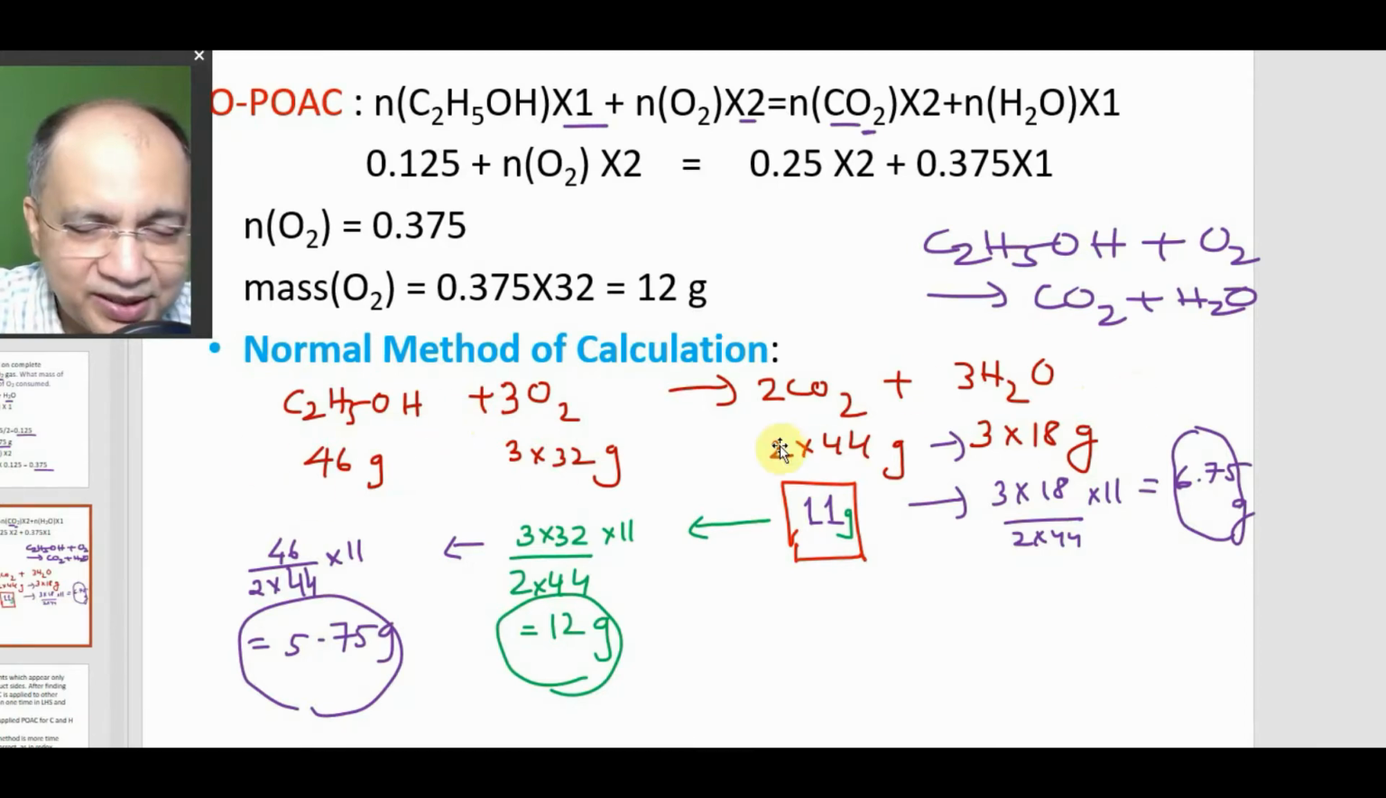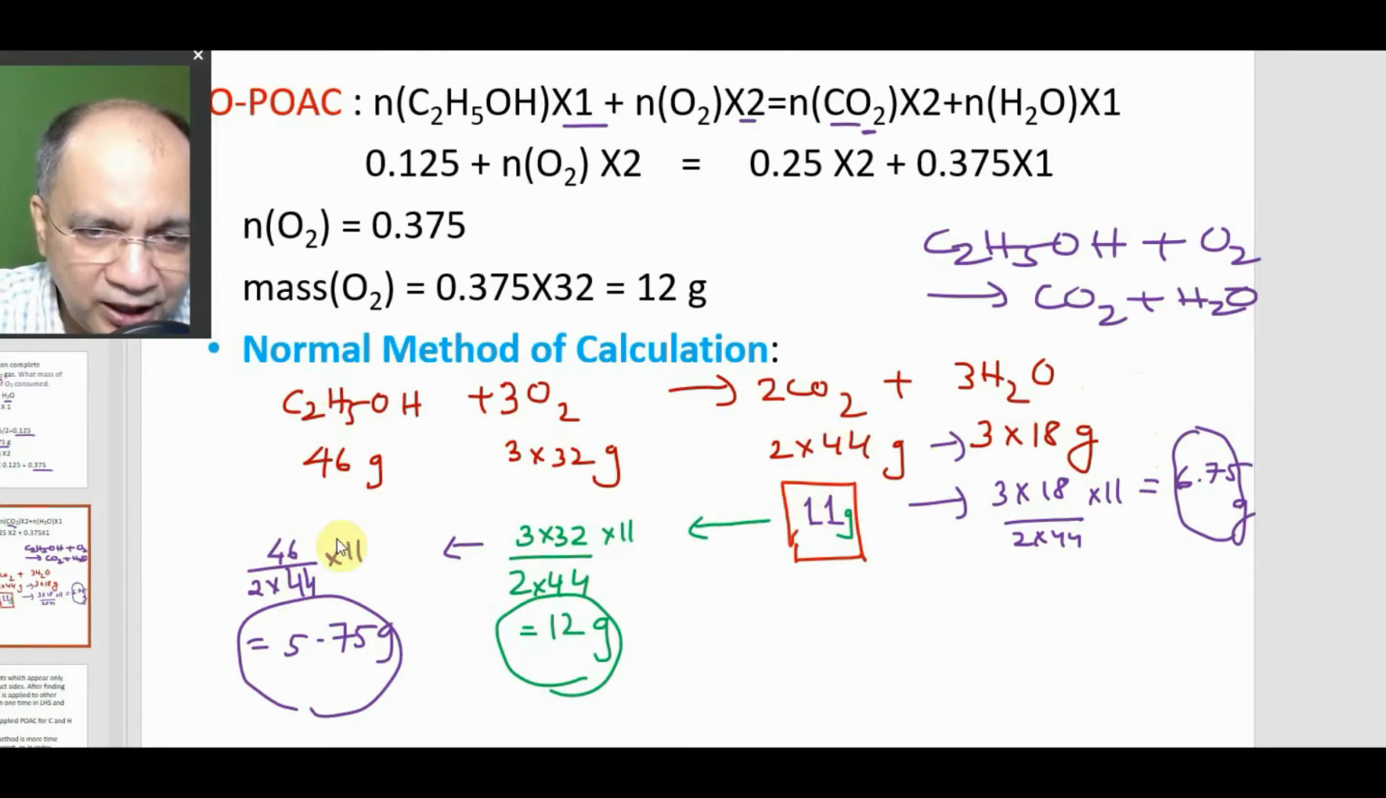And then write the molar species, molar masses with their coefficients: 1 mole, 46 gram; 3 moles, 3 into 32; 2 moles, 2 into 44; 3 into 18. Then this data is given. So for these two, leftwards calculation, and for this, rightward calculation.